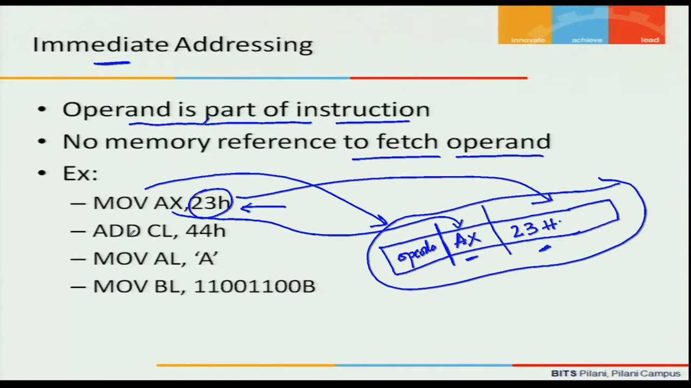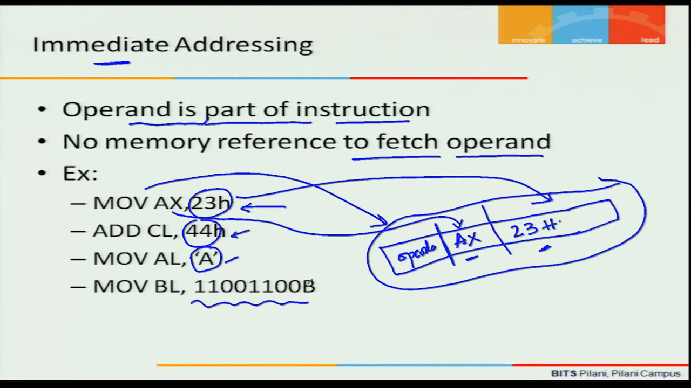Similarly, ADD CL, 44 hex. So the value 44 hex is part of the instruction itself. Similarly, if you say MOV AL, within quotes 'A', this means that whatever is the ASCII representation of the character capital A, the 8 bits corresponding to that would be moved to the AL register. And in general, you could move any immediate value to the register.